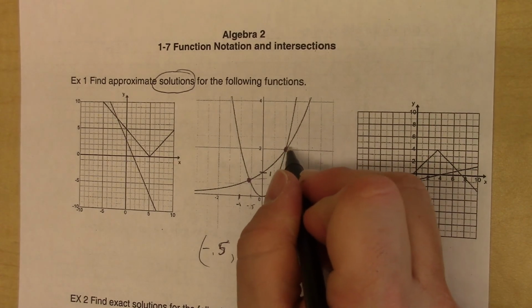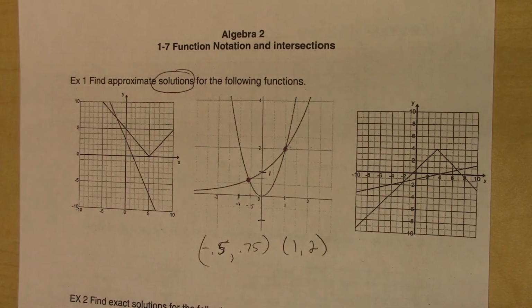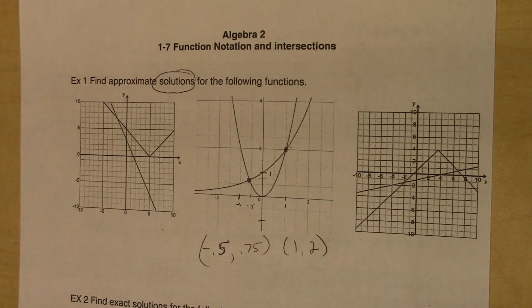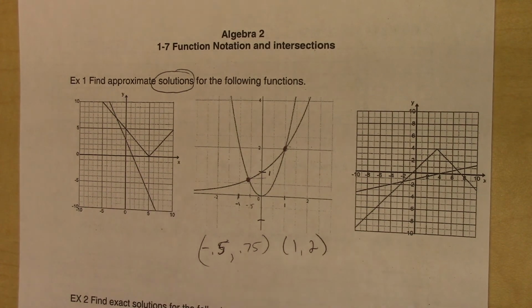And then for the other point, well, that's pretty easy. That's exactly (1, 2). Right? And it really is as easy as that. So take a minute, press pause, go try these other two problems, right? The first problem and the third problem on this page, okay? Go.